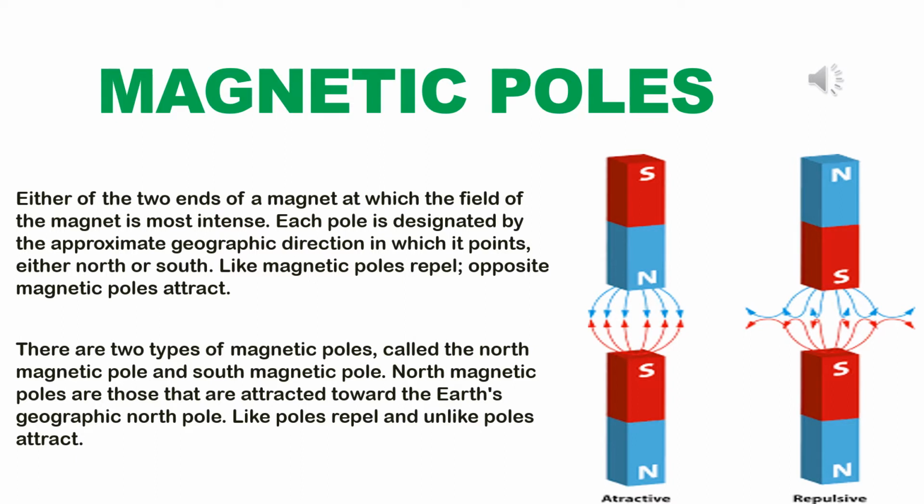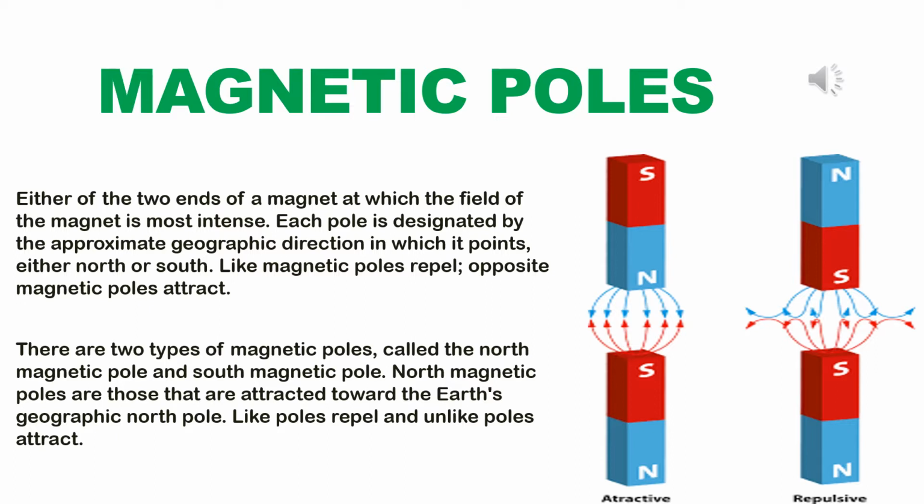So I am starting with magnetic poles. Either of the two ends of a magnet at which the field of the magnet is almost intense are called magnetic poles. Each pole is designated by the approximate geographic direction in which it points, either north or south. Like magnetic poles repel, opposite magnetic poles attract.